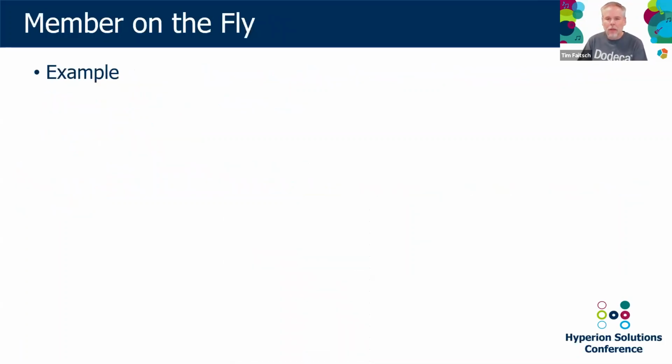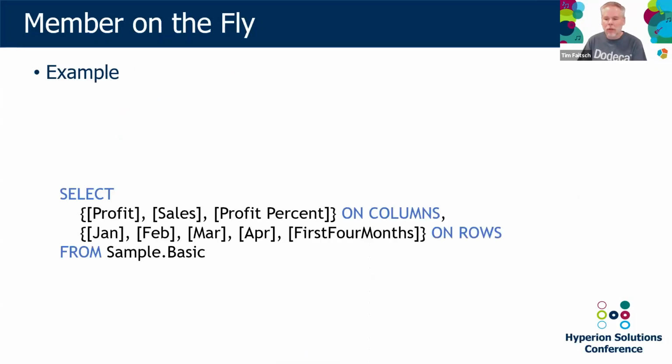All right. So next, member on the fly. So this is a really cool feature. So here, I've got my select statement built, and I'm going to ask for profit and sales, but I'm also going to ask for profit percent, which doesn't exist in my cube. And I'm going to ask for that set on the columns. And I'm also going to ask for January, February, March, and April. And oh, this other member called first 4 months, which doesn't exist in the cube, on the rows. I'm going to build those on the fly.